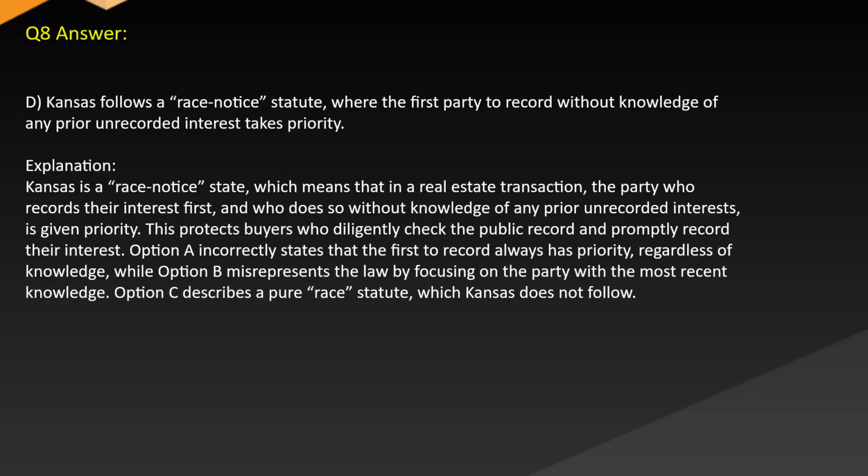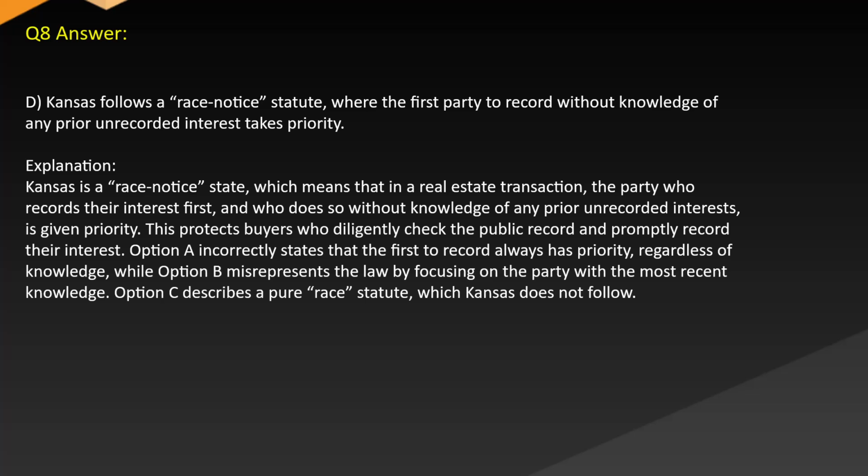Answer D. Kansas follows a race notice statute where the first party to record without knowledge of any prior unrecorded interest takes priority. Explanation: Kansas is a race notice state, which means that in a real estate transaction, the party who records their interest first and who does so without knowledge of any prior unrecorded interests is given priority. This protects buyers who diligently check the public record and promptly record their interest. Option A incorrectly states that the first to record always has priority, regardless of knowledge, while option B misrepresents the law by focusing on the party with the most recent knowledge.